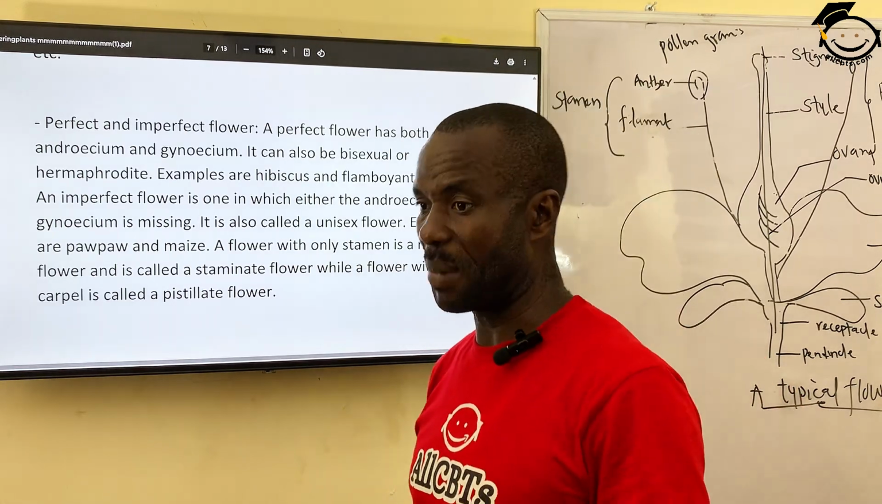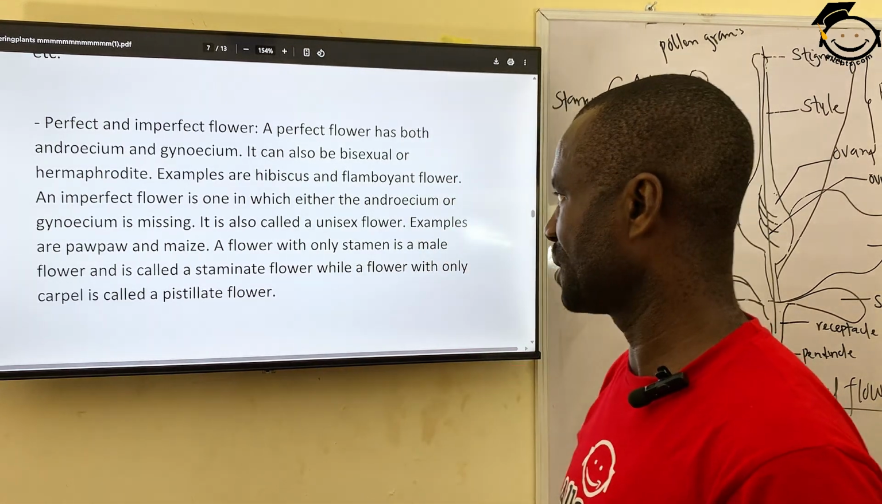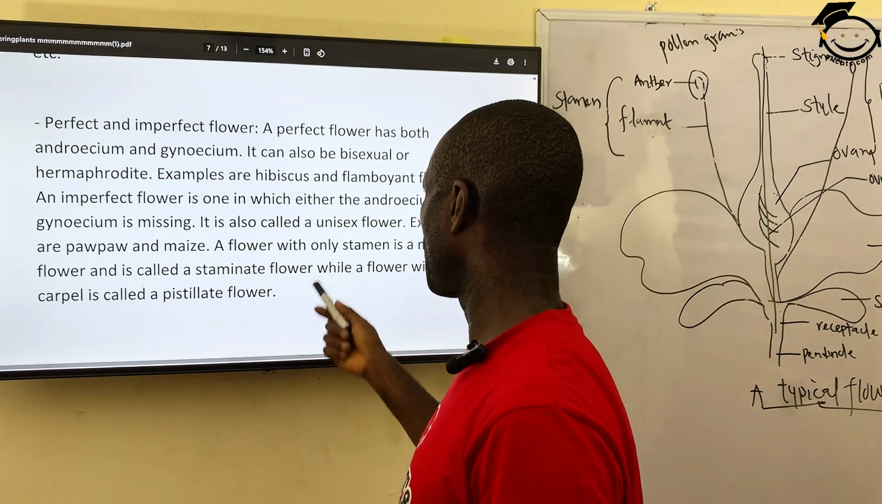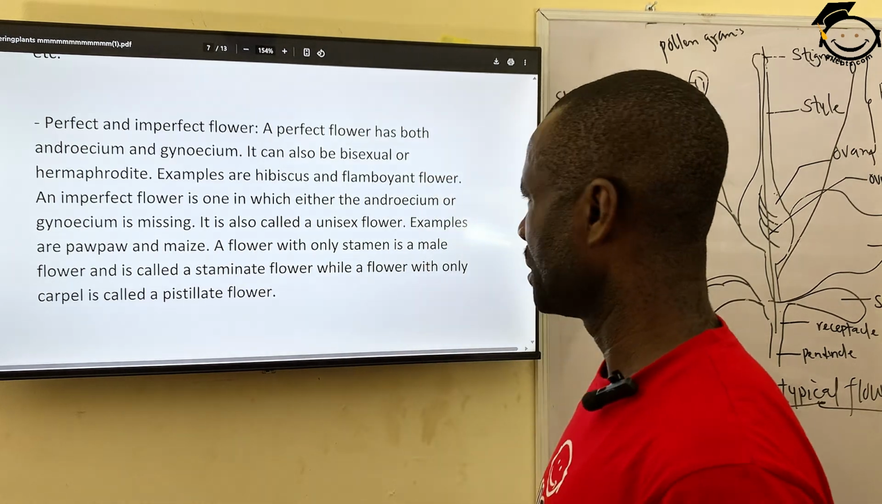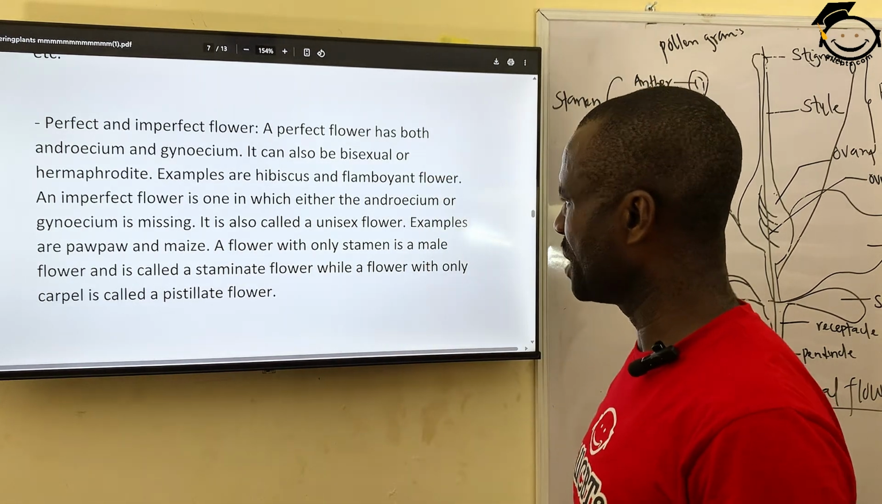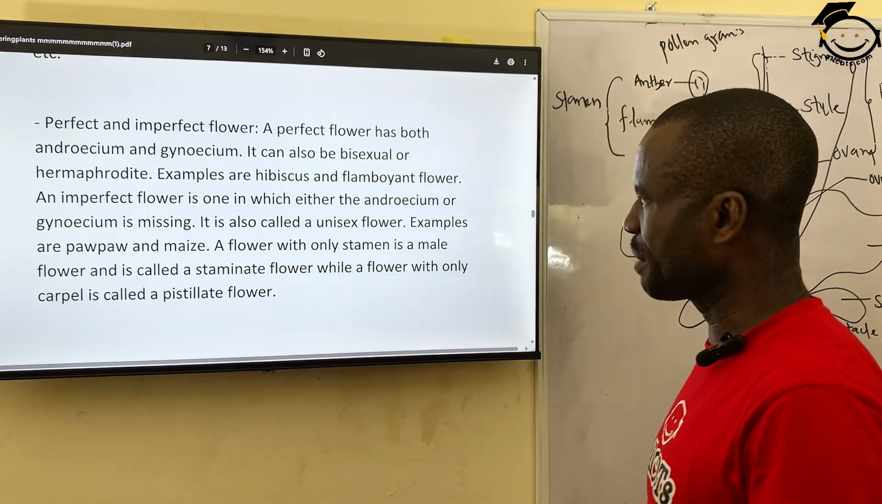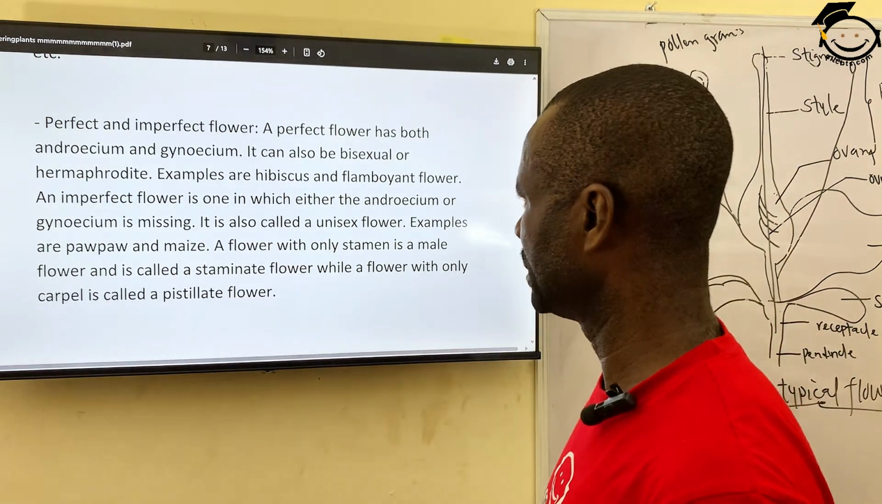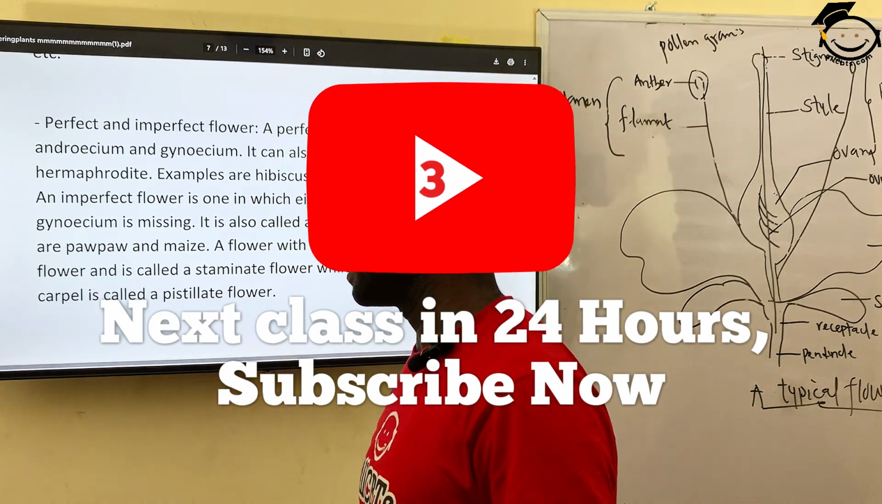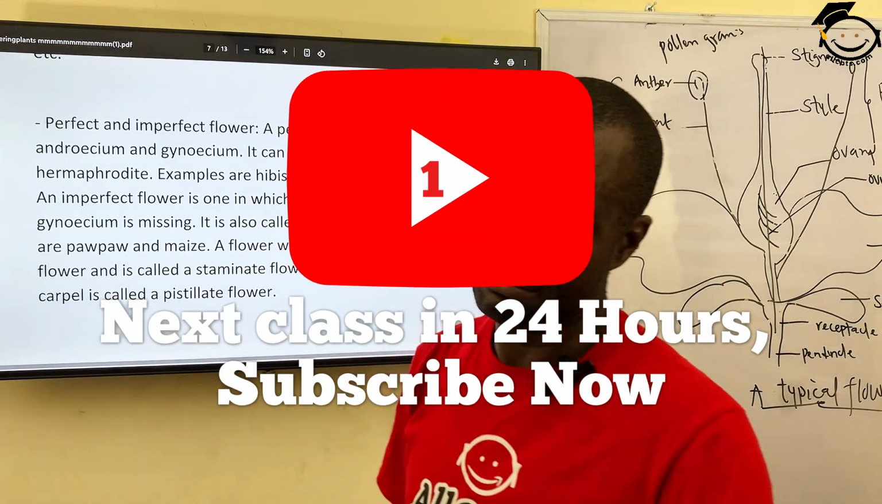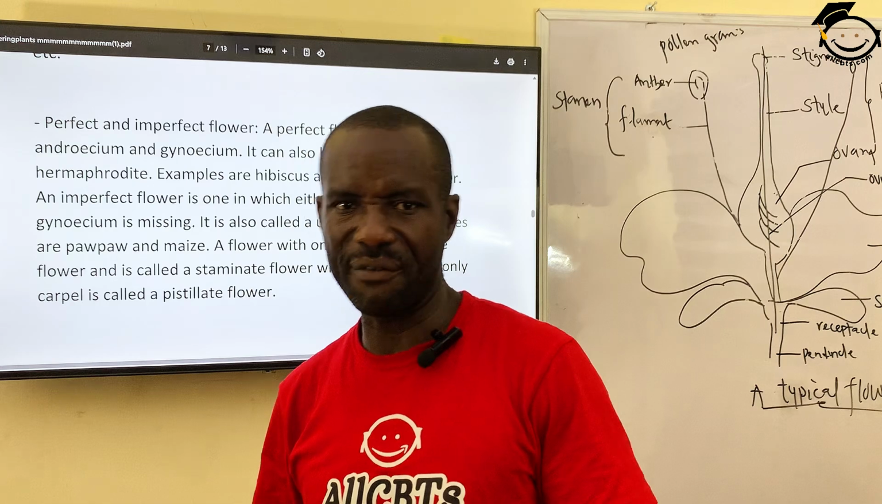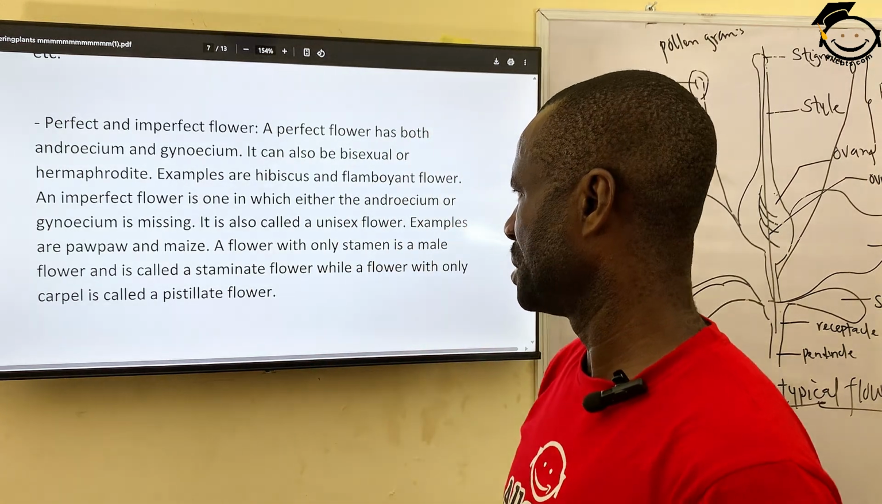So we say it's not a perfect flower. It's also called a unisex flower. When you have only male or only female, it's called unisex. Examples are pumpkin and maize. You see, pumpkin, we have male pumpkin, we have female pumpkin. These are unisex.